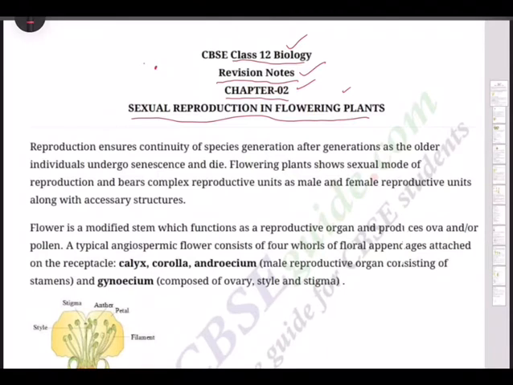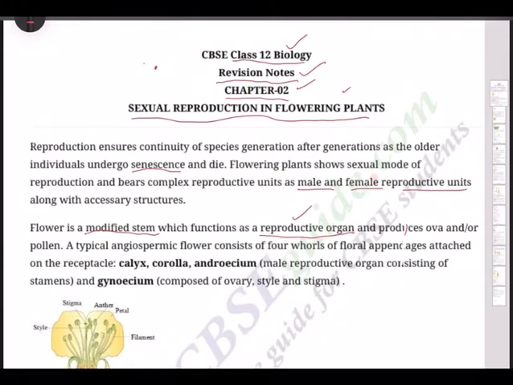So reproduction ensures continuity of species generation after generations as the older individuals undergo senescence and die. Senescence means old age. Flowering plants show sexual mode of reproduction and bear complex reproductive units as male-female reproductive units along with accessory structures. Flower is a modified stem. What is a flower known as? Modified stem, which functions as a reproductive organ. So flower is a reproductive organ and produces ova and pollen grain.